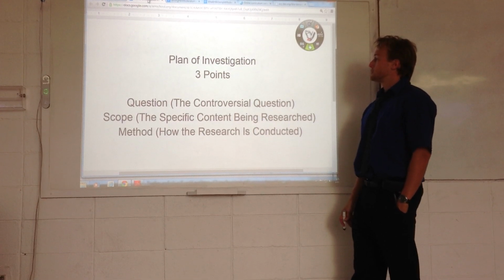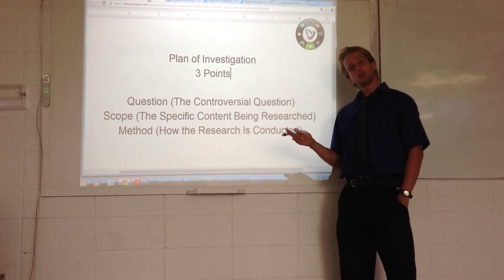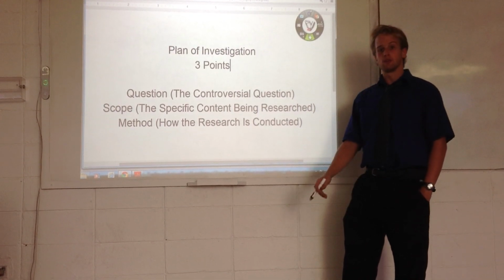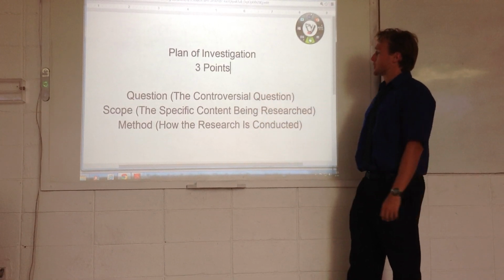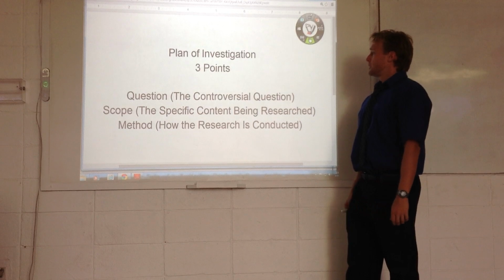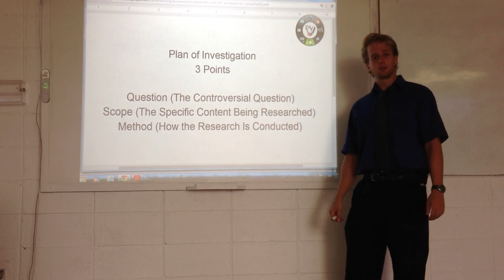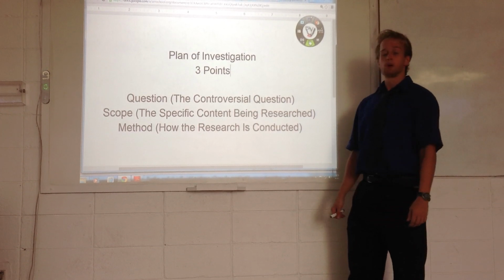So the goal here should be that the majority of students get 2 points, no one gets 1, and a fair number of you can get a 3. There's 3 components in the plan of investigation. The first component, the easiest one, is the question, the controversial question. In all historical investigations, there is a question that is debatable that will be answered through the course of study. The question must appear in the section.